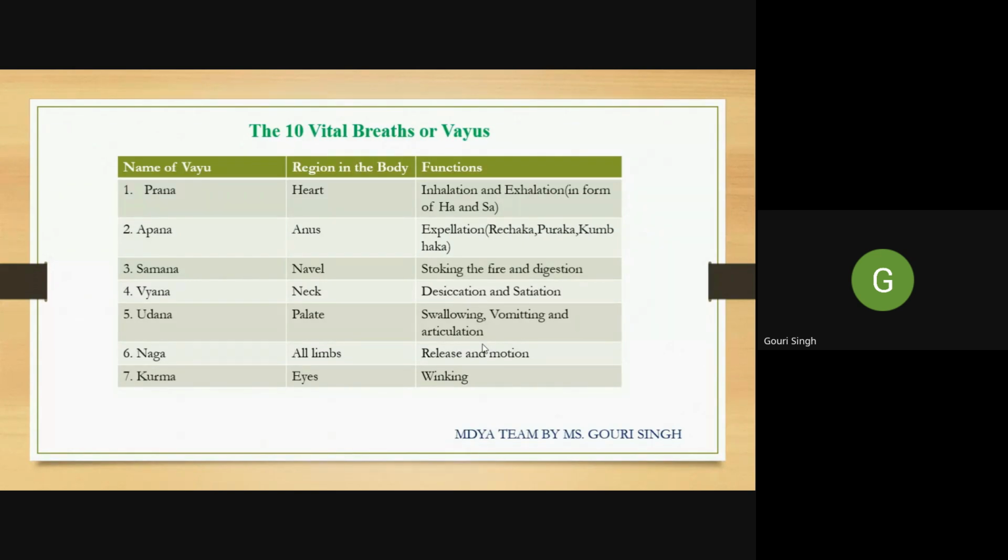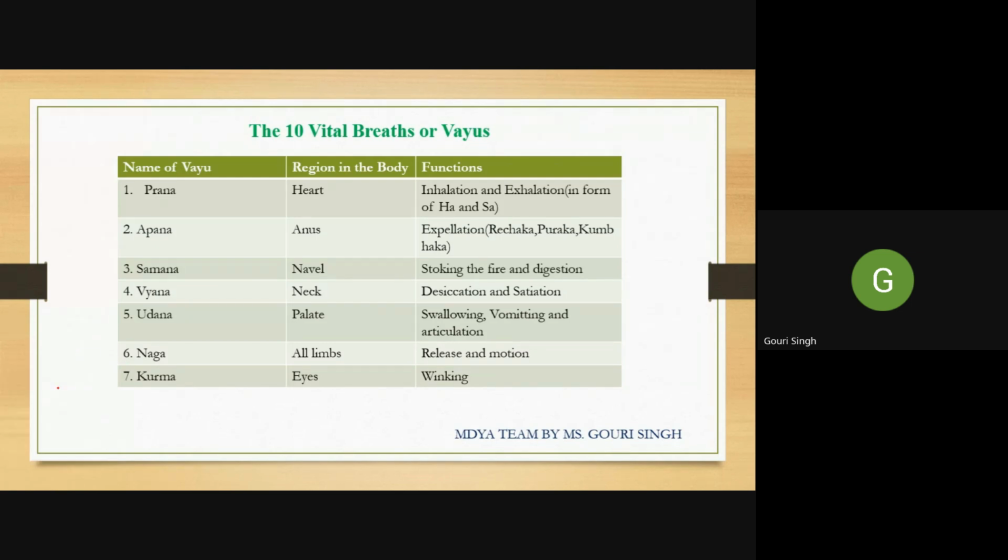But you have to remember their place in the body and their function a little bit, because maybe a question will come that according to the Siddha Siddhanta Paddhati, this prana vayu is present in which area, or which function of the prana vayu is described in the Siddha Siddhanta Paddhati, and you have to choose the correct one.